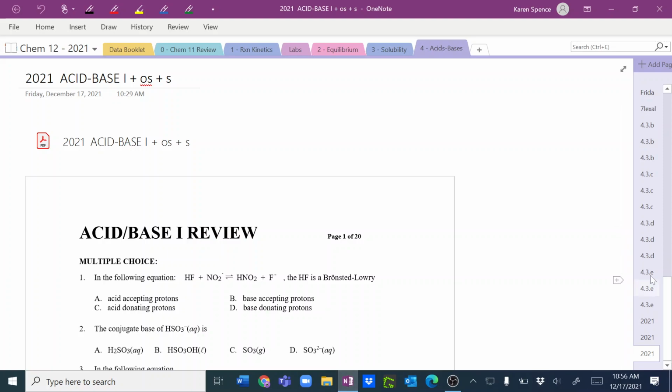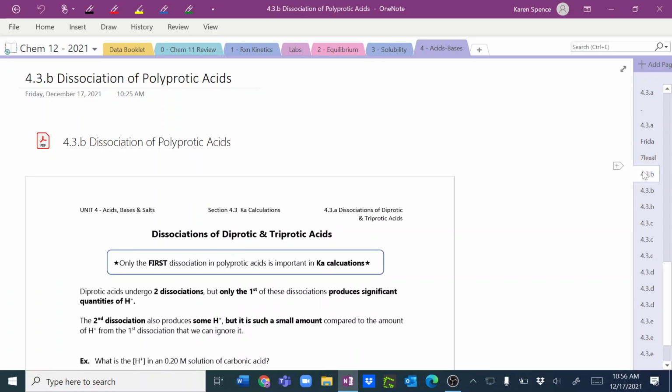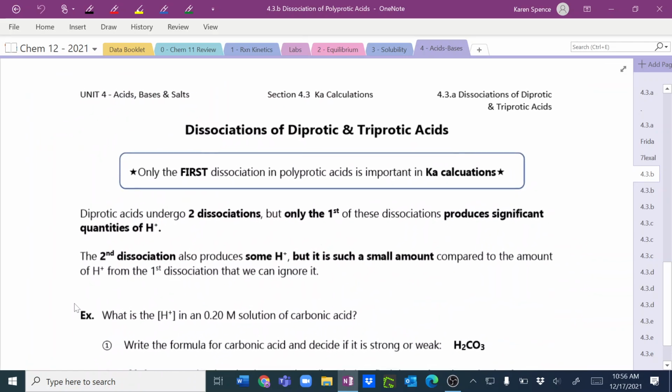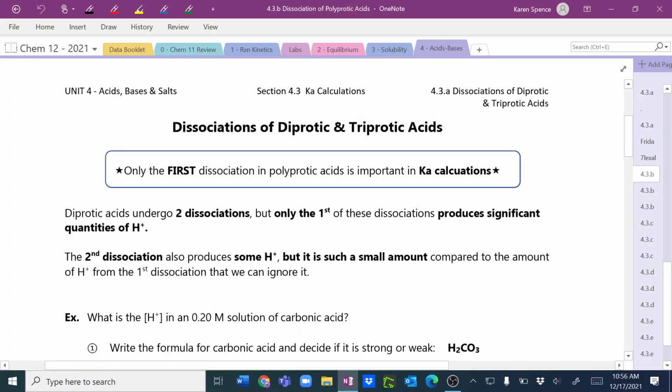Okay, so we are looking today at 4.3b. And this one is super short and it has no questions attached to it. Okay, 4.3b.